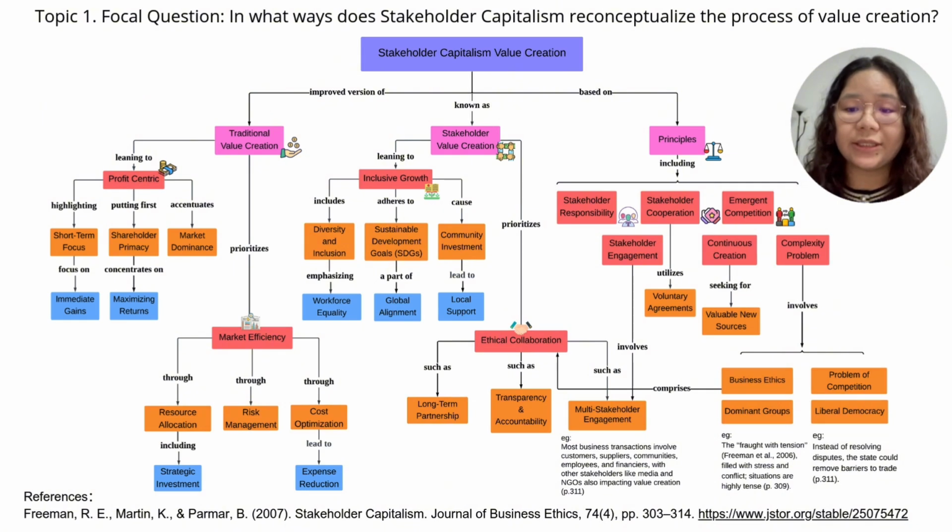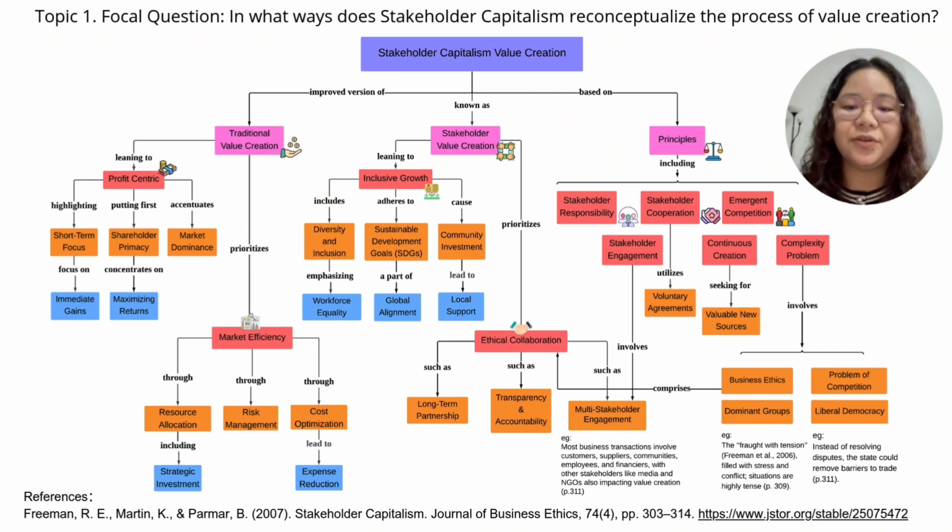This model is largely profit-centric with a clear focus on increasing shareholder value. It emphasizes short-term focus, shareholder primacy, and market dominance. Short-term focus meaning companies prioritize immediate gains, ensuring quarterly profits and returns are met. Shareholder primacy means that decisions are made with shareholders as the top priority, often at the expense of other stakeholders like employees or the environment.